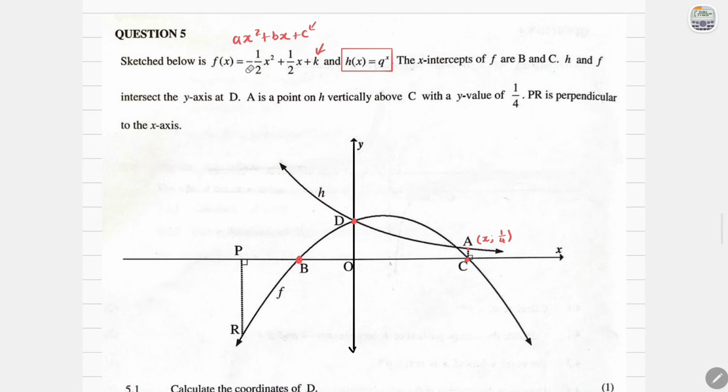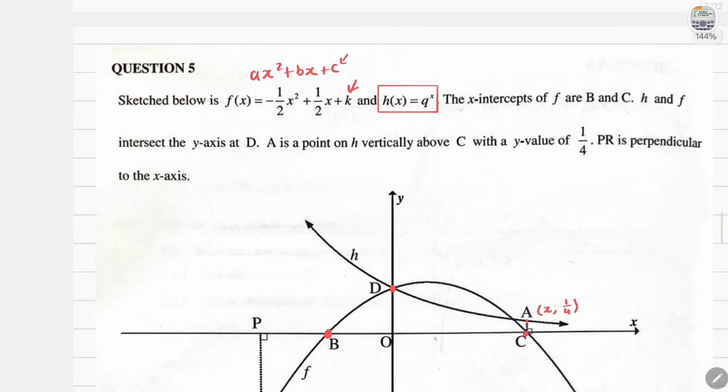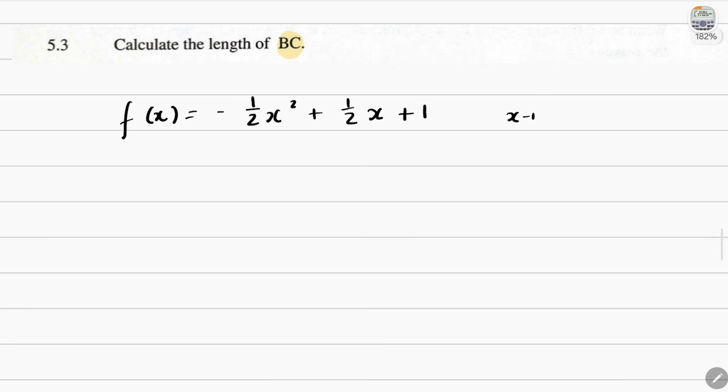So we would just have to find the x-intercept of this graph. Let's just ensure that we fill in what k is as 1. Okay, so this is the graph of f. And to find the x-intercepts, we simply make y equal to 0. So we'll say 0 is equal to negative a half x squared plus a half x plus 1.